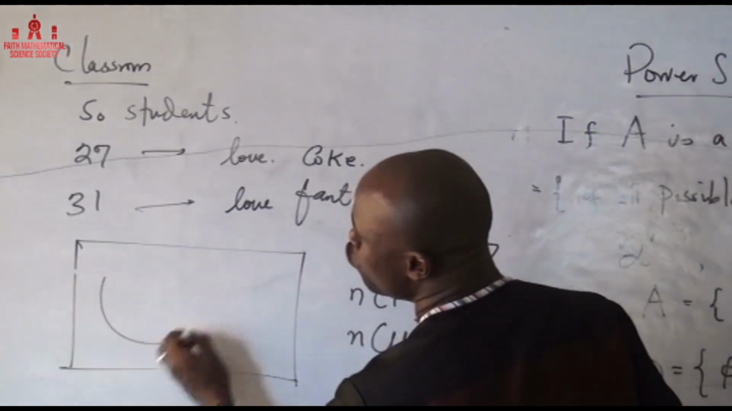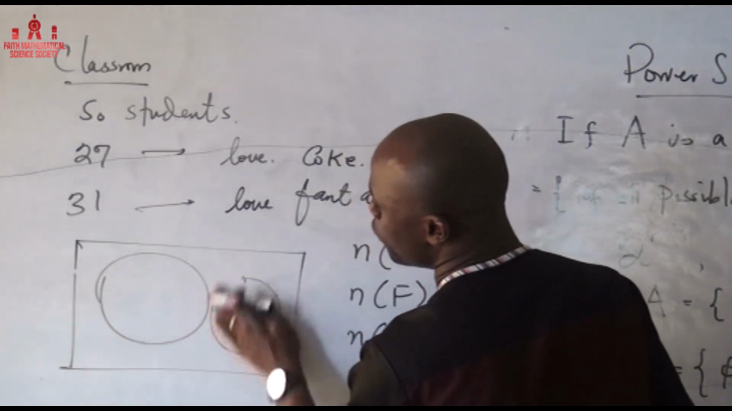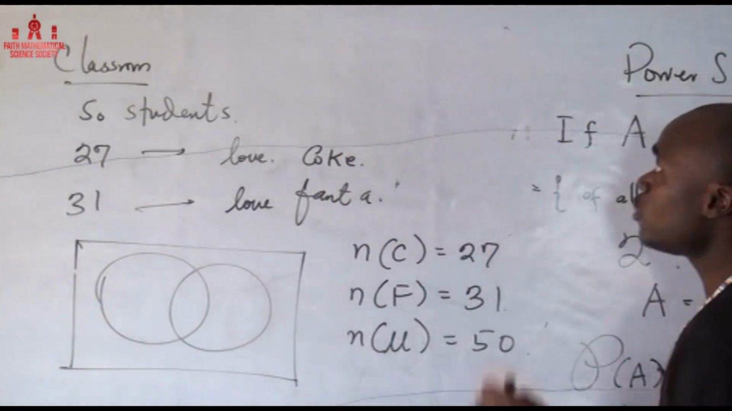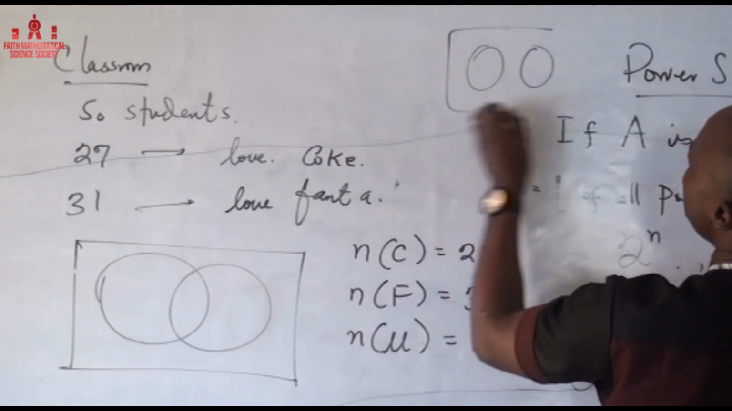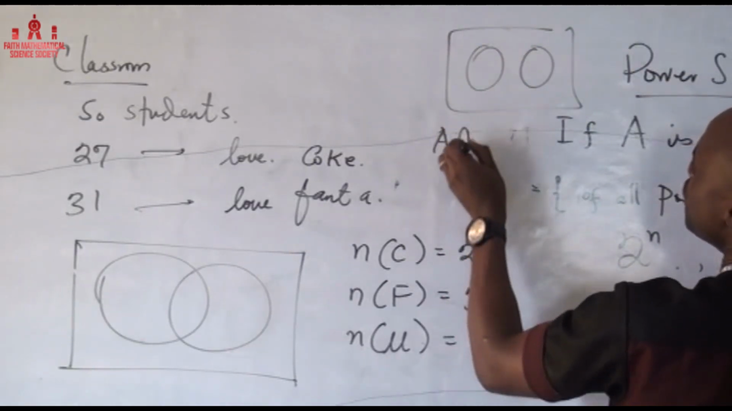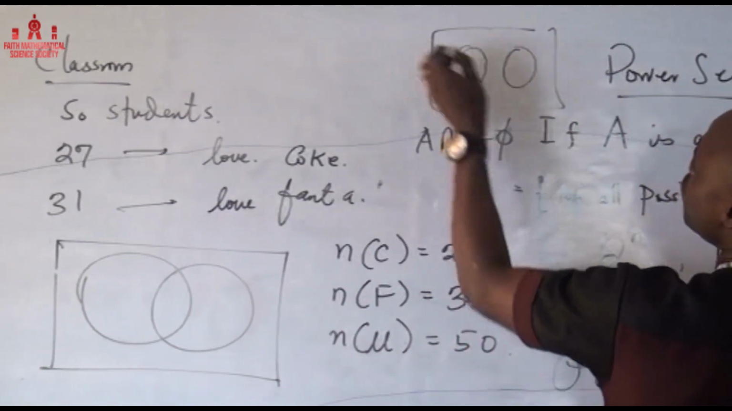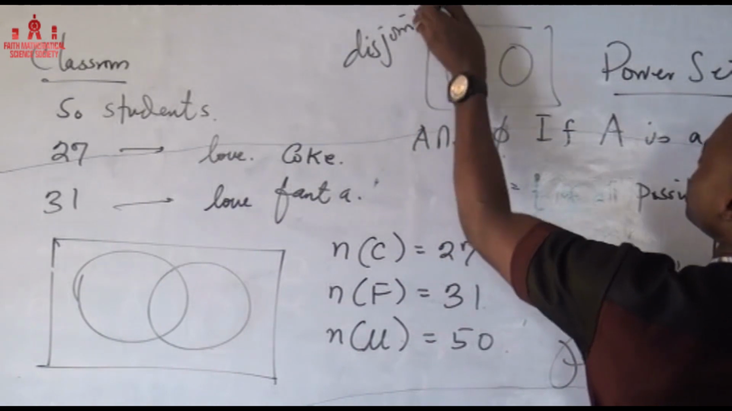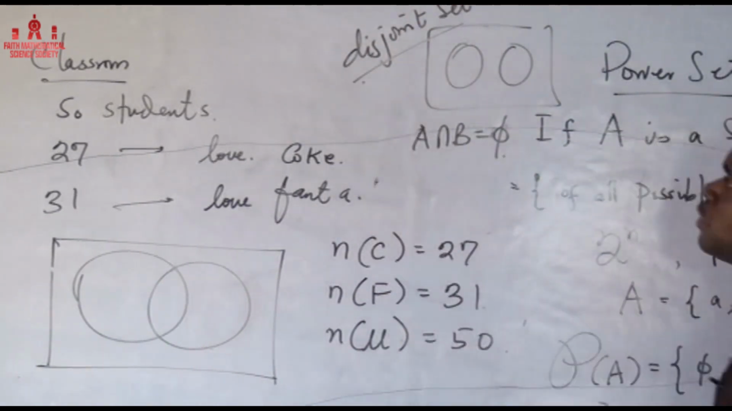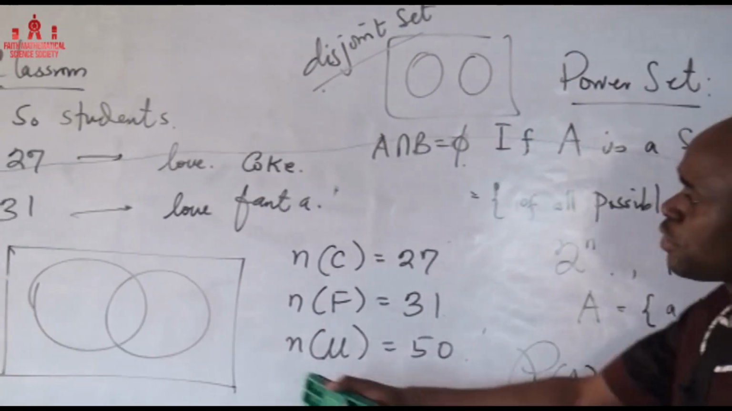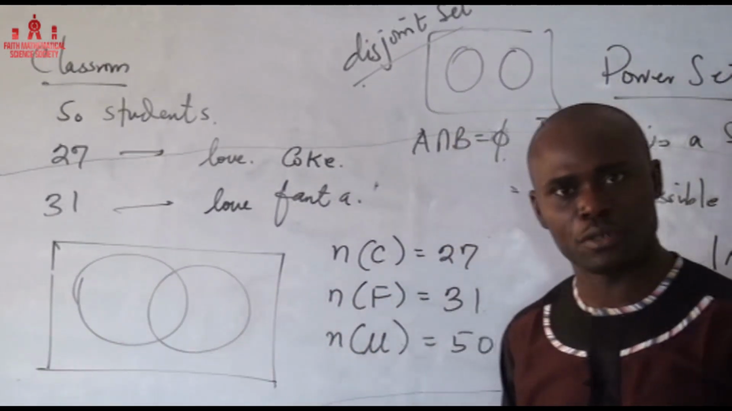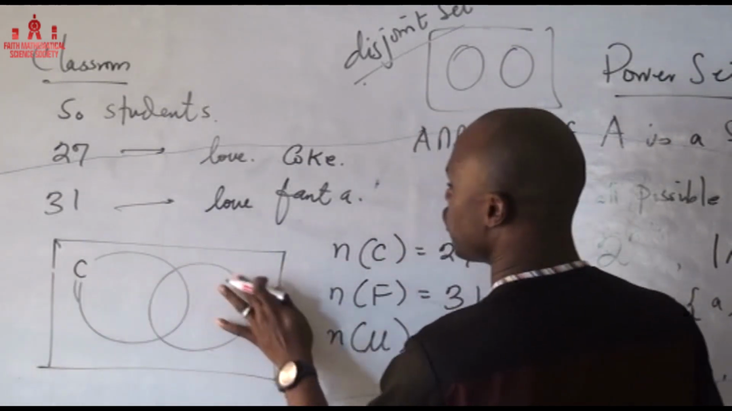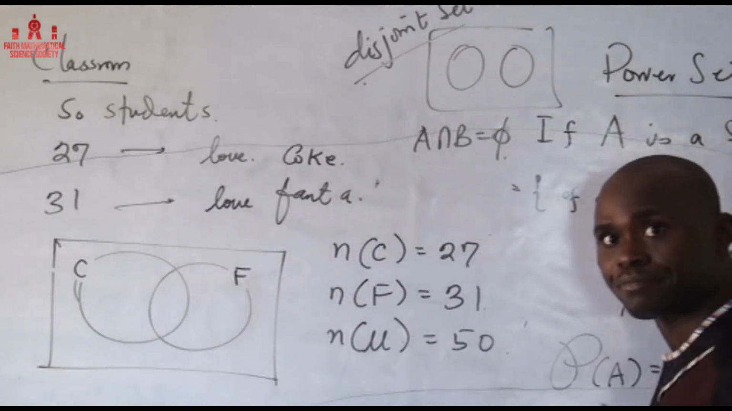So what we do, we draw two non-disjoint sets. If we have something like this, in mathematics we call it a disjoint set. Take note of this. This is called a disjoint set. But this is not a disjoint set because we have a non-empty intersection. So let us refer to this as Coke and this as Fanta.